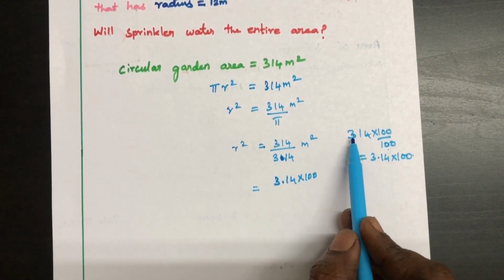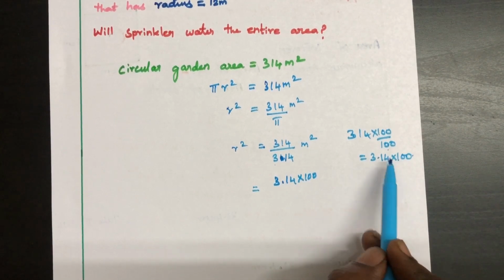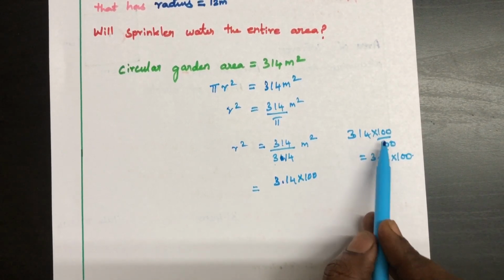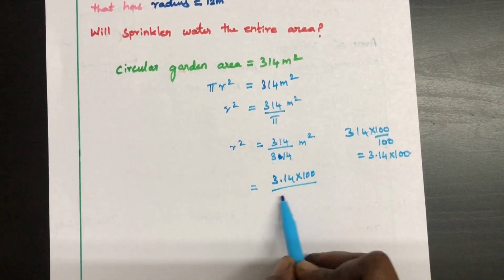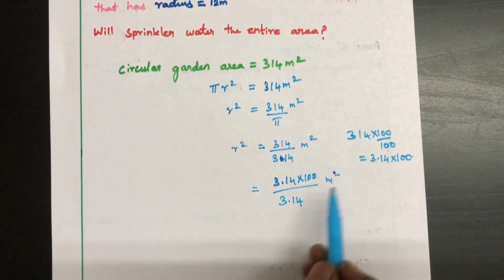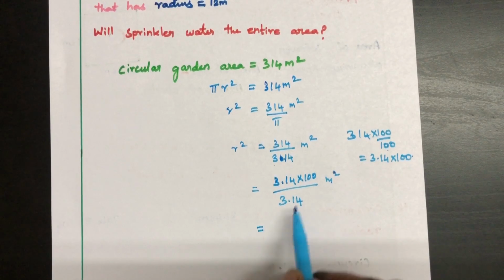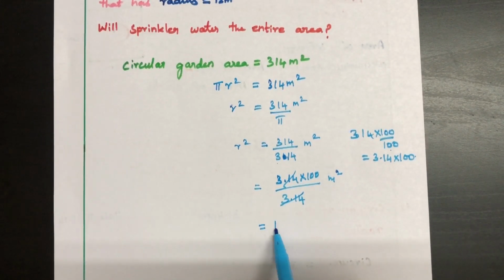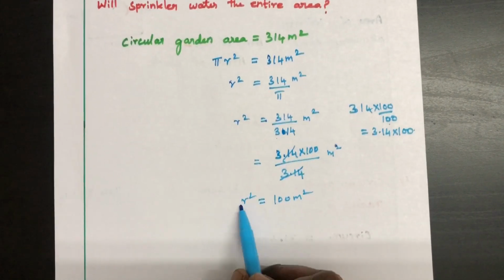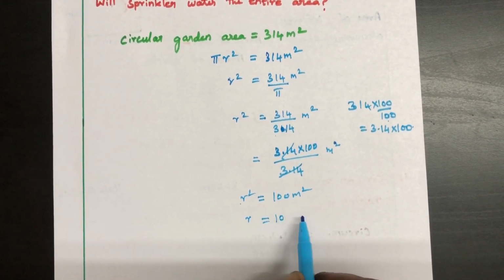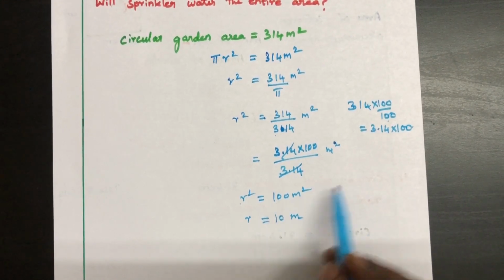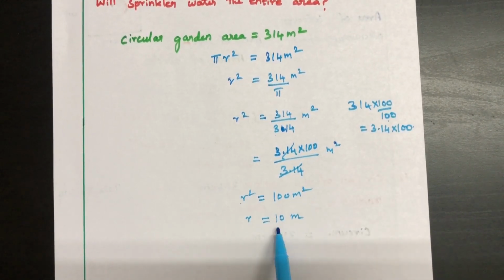We are making the numerator as 3.14. For that we need to multiply and divide it with 100. So 3.14 into 100 divided by 3.14 meter square. If we cancel, this is 100 meter square. So radius square, taking square root on both sides will give us r equal to 10 meter, right? Root of 100 is equal to 10 only. So r is equal to 10 meter.